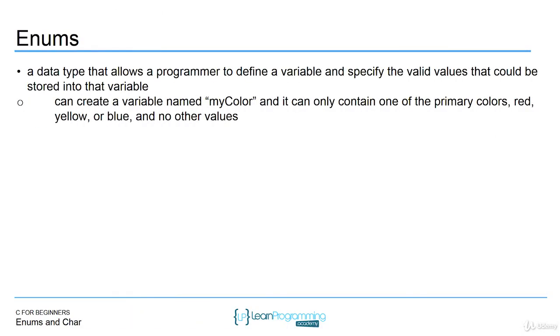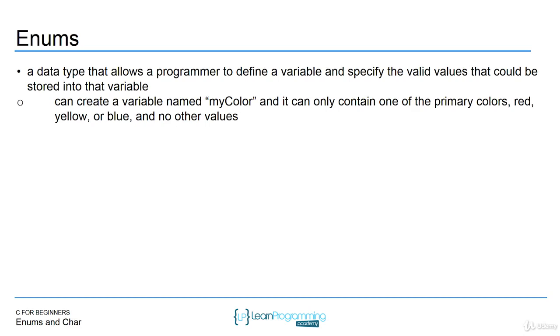So enums. Enums are a data type that allows the programmer to define a variable and specify the valid values that could be stored into that variable. So an enum is very powerful. It's actually specifying a data type. It is the keyword enum, but you can basically have your own data type that includes certain values only. For example, you could create a variable named myColor, and if it's a certain enum type, you can set it so that it can only be assigned values of primary colors, such as red, yellow, or blue. No other values can be assigned to it. The compiler will give you an error.